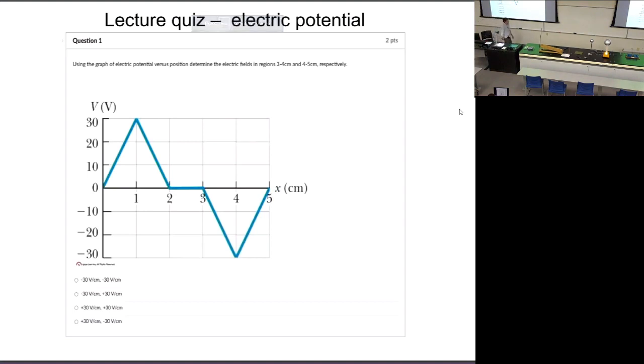Okay, so this quiz question just asks you to do what I was doing for those first 3 one-centimeter steps, for the final 2 one-centimeter steps. So you've got to figure out what is the electrical field, both size and sign, in this region from 3 centimeters to 4 centimeters. What is the electrical field in the final region from 4 centimeters to 5 centimeters? And then just pick one of these 4 possibilities here.